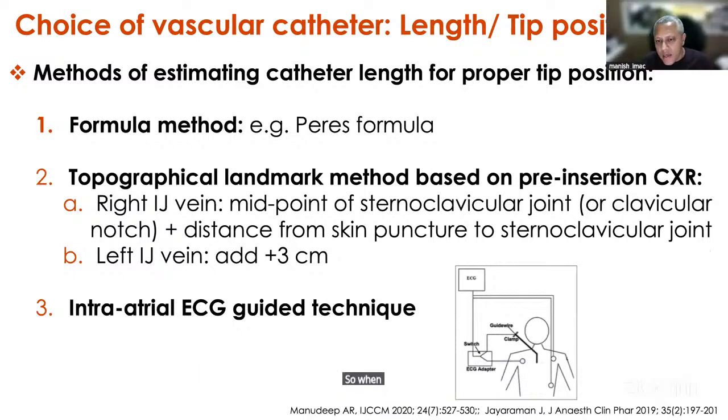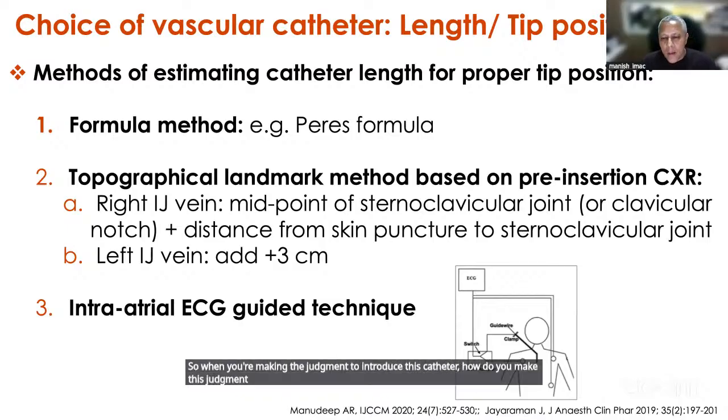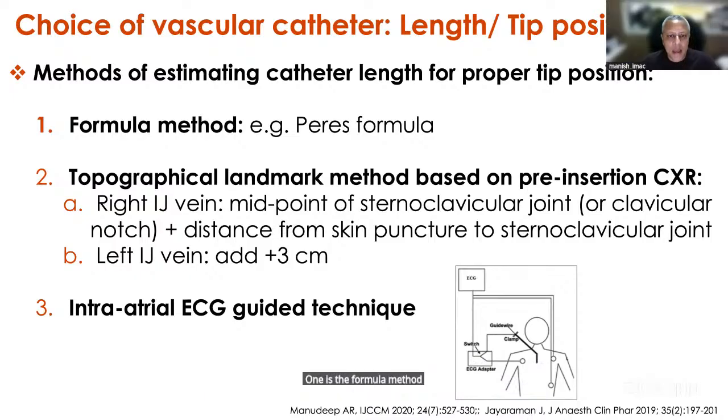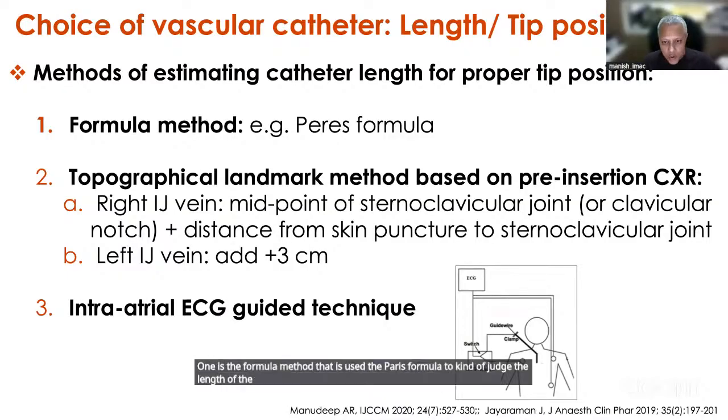So when you're making the judgment to introduce this catheter, how do you judge that your tip will come and lie somewhere in the zone A area, at the junction of the superior vena cava and the right atrium? There are three methods people have used. One is the formula method, that means they use the Peres formula to judge the length of the catheter that they should be using for the tip to lie there.